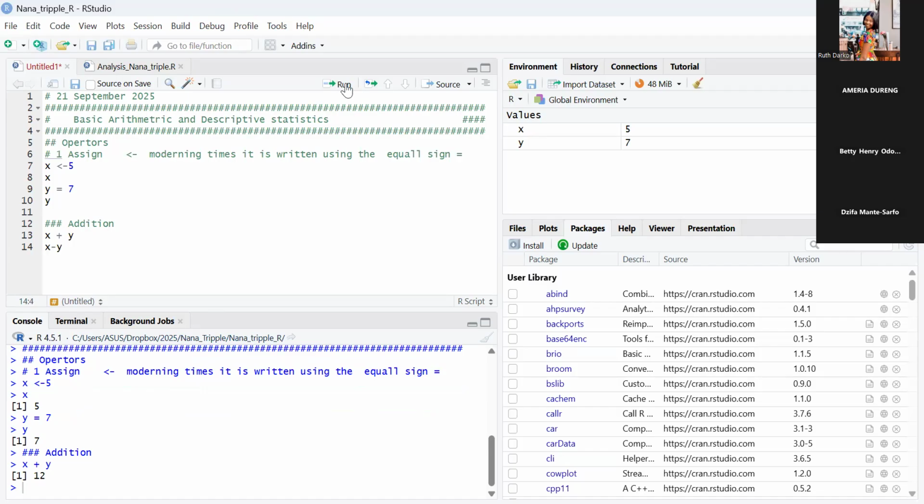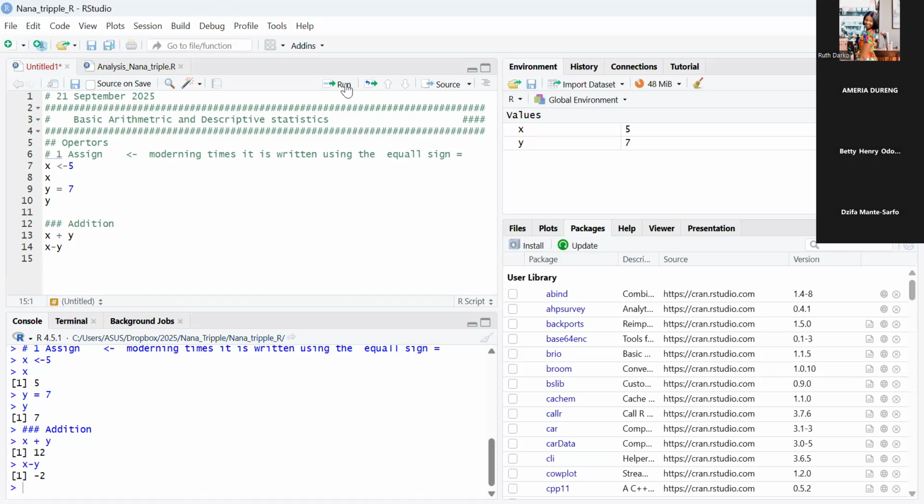What about X minus Y? What will be the answer? You have negative 2. Correct. What about X divided by Y? Let me just change this and make it 0.71. Okay. Simple arithmetic, right?